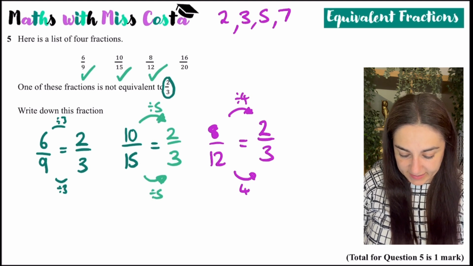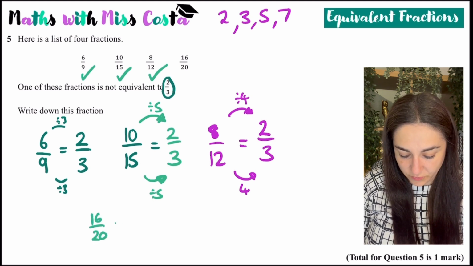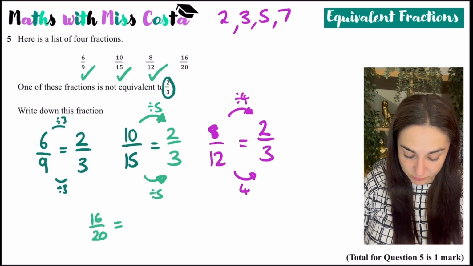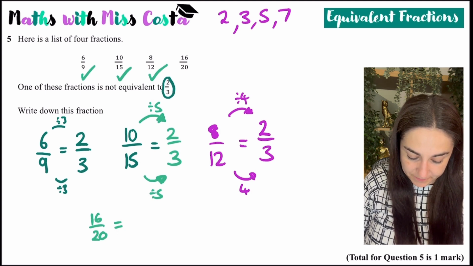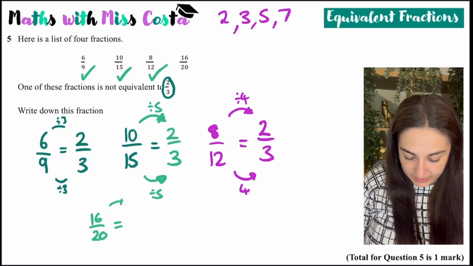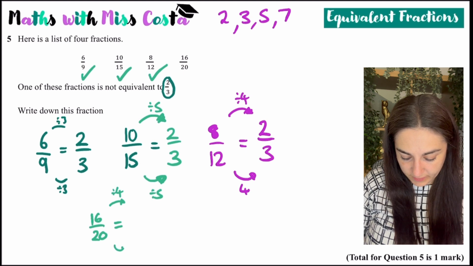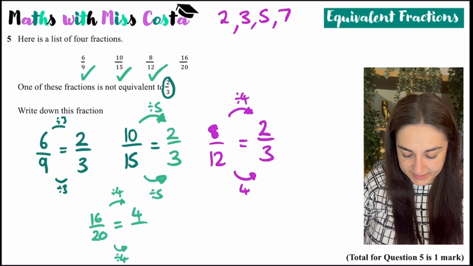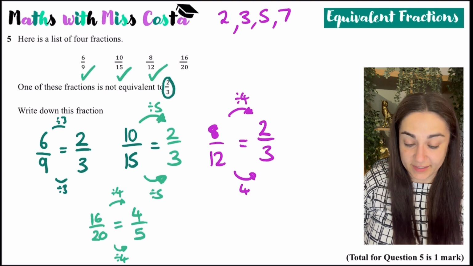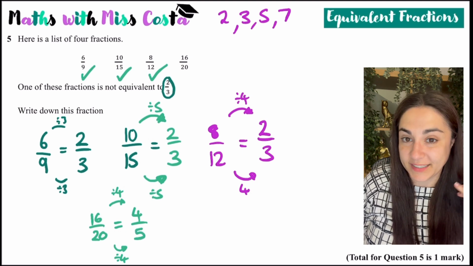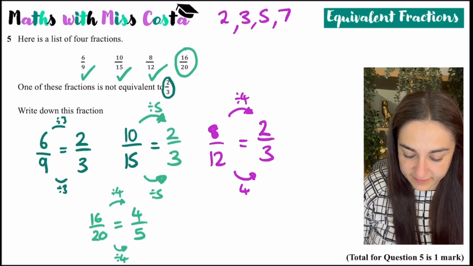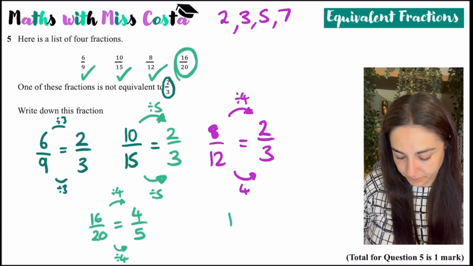That must mean that 16/20 is not equivalent to 2/3, but let's just double check. So the highest common factor of this would be 4. So 16 divided by 4 is 4, and 20 divided by 4 is 5. So 16/20 simplifies to 4/5, therefore that is the odd one out.